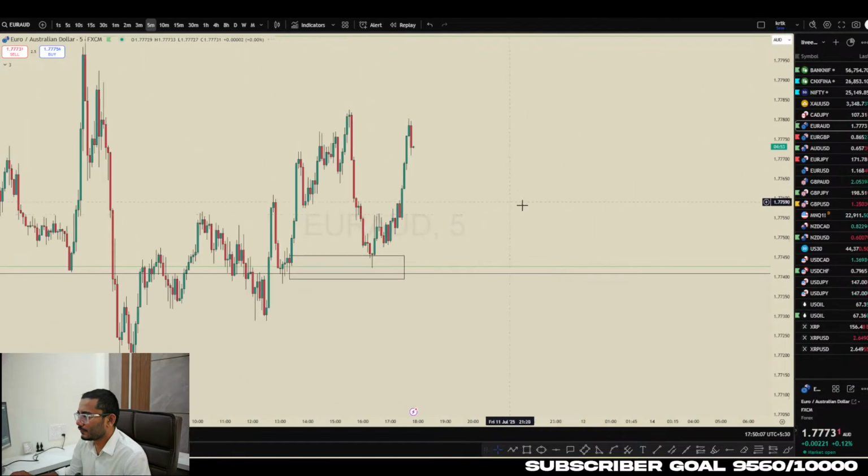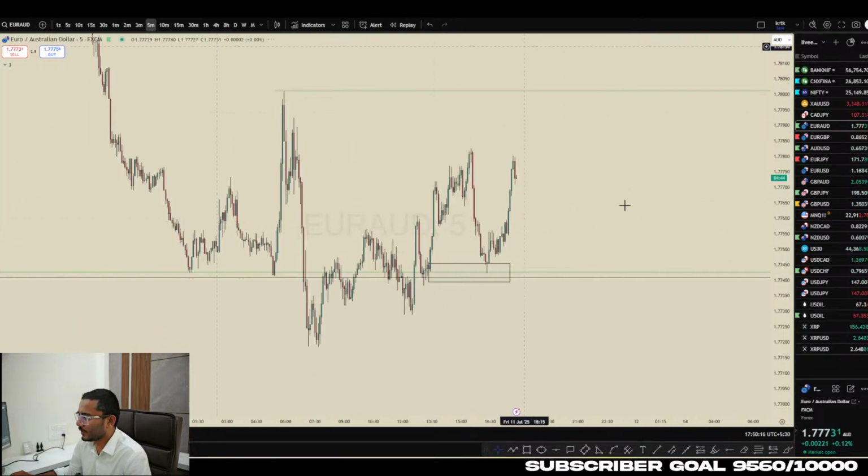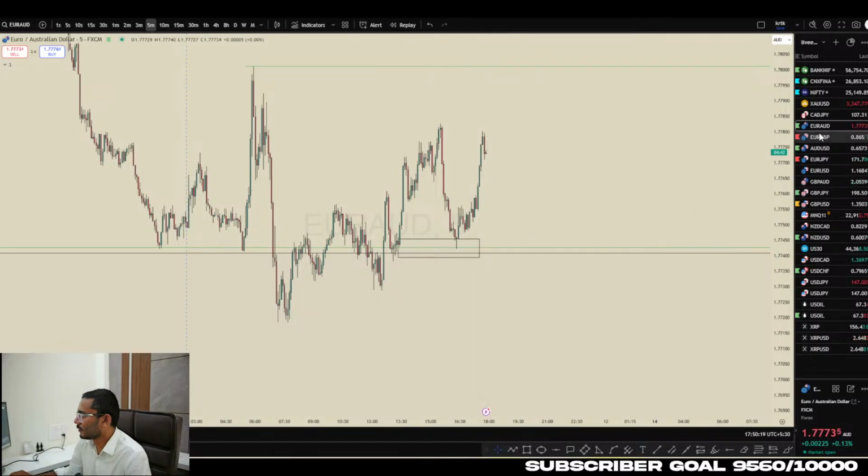And let's look at this. So right now we don't have any entry because this is already mitigated. So we want to wait for price to create a new structure.